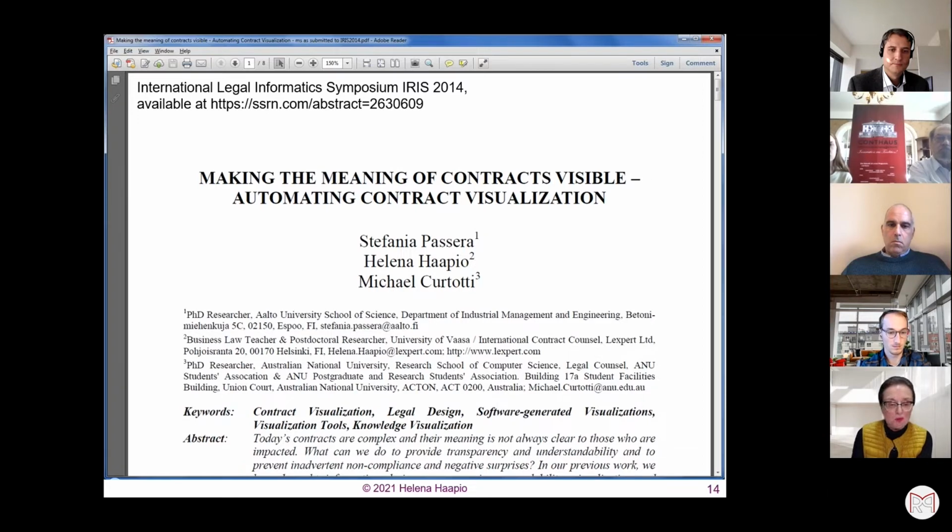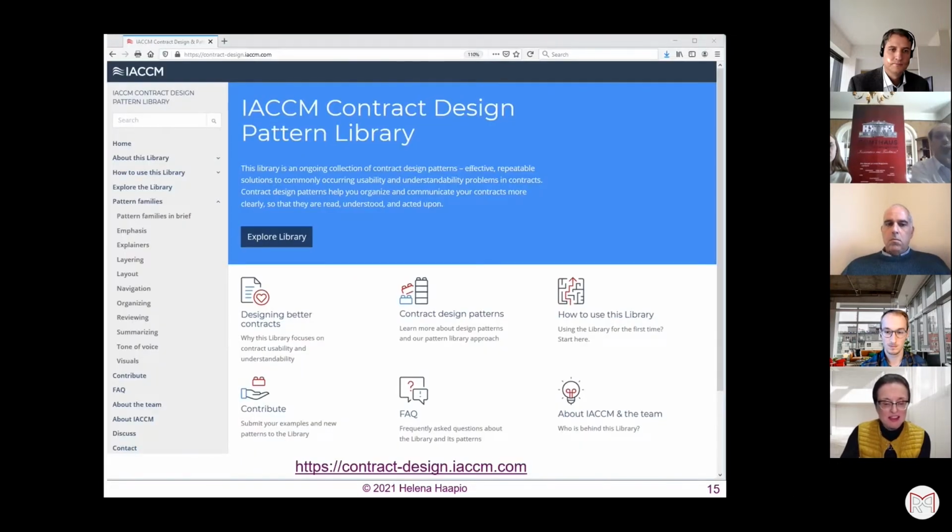This is something where I would really want your and need your help, because we still don't know how to do this and automate this. We are dependent on manual work. So the contract visualization that I'm going to share is done by people. And here's the library that I'm going to demo in a little while. It's the Contract Design Pattern Library, first made for IACCM, the International Association for Contract and Commercial Management, which is now called World CC.